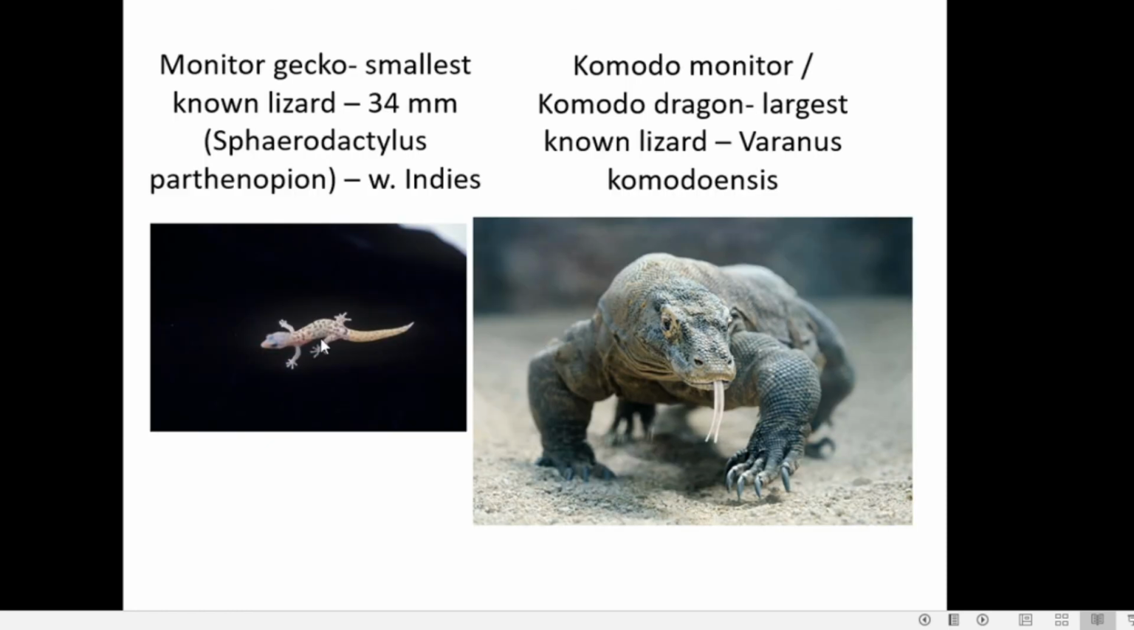This is the monitor gecko, which is the smallest non-lizard, which grows to a maximum length of 34 millimeter. It is found in West Indies. Its scientific name is Pterodactylus parthenopean. This is the largest non-lizard. It is Varanus komodoensis. It is also called the Komodo monitor or the Komodo dragon.